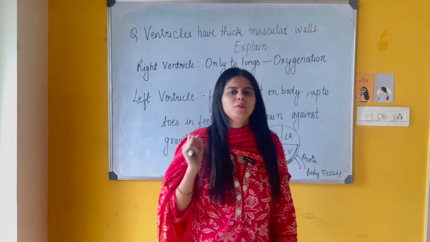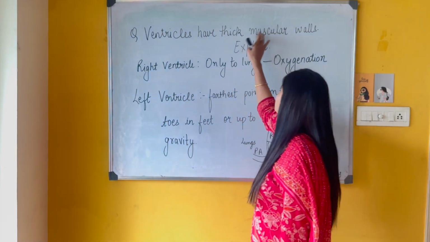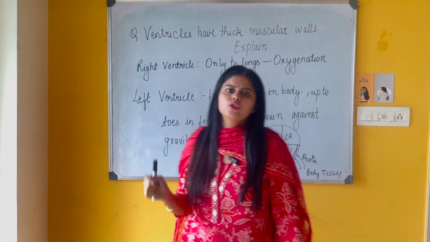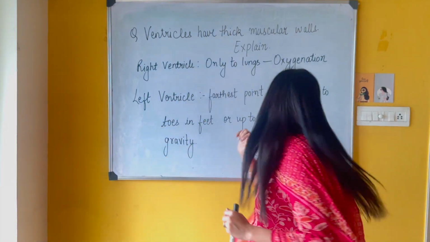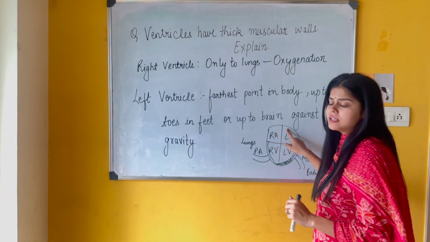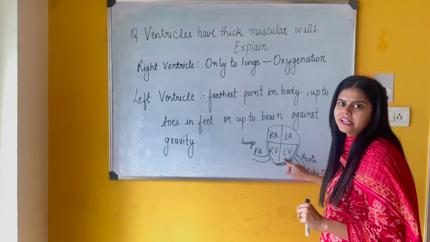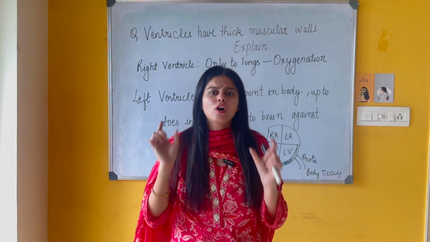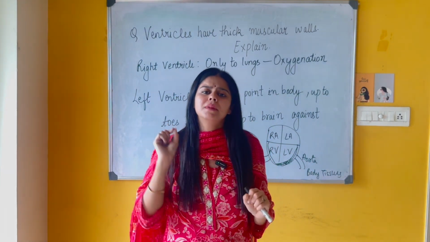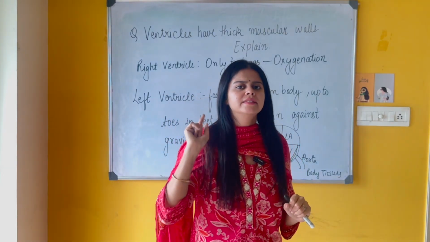Now coming to a very important board question, ventricles have thick muscular walls, explain. So you remember the four chambers of the heart, above chambers are called auricles, below chambers are called ventricles. The question says the walls of the ventricles are thick and muscular compared to auricles. Why?